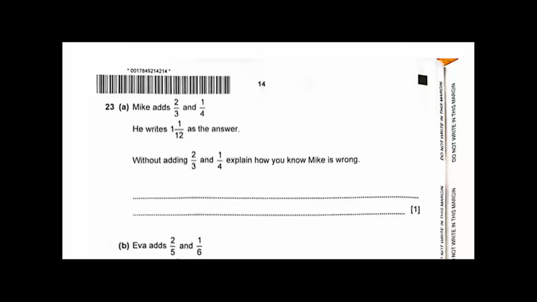That is question 23. Mike adds 2/3 and 1/4. He writes 11 out of 12 as the answer. Without adding 2/3 and 1/4, explain how you know Mike is wrong. You know that 2/3 and 1/4 do not add up to more than 1, but his answer is more than 1. So that is how I know Mike is wrong.